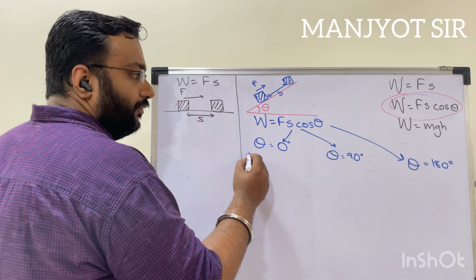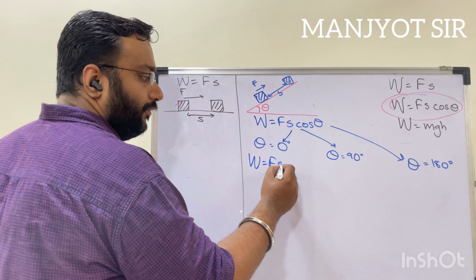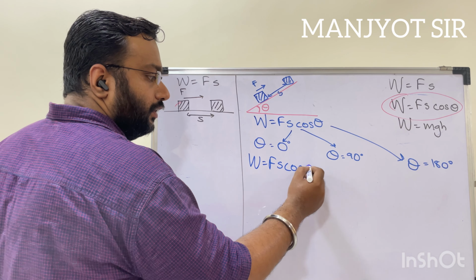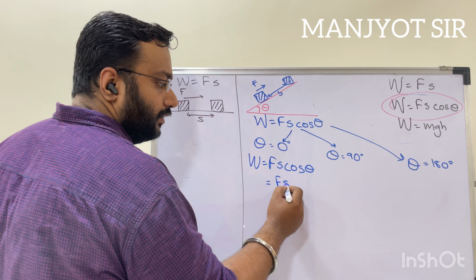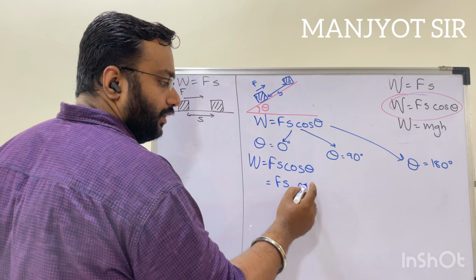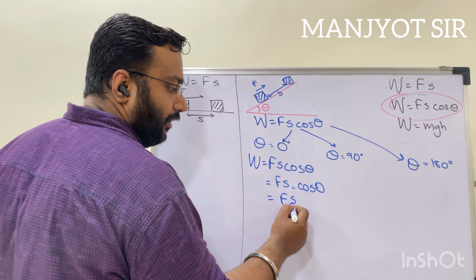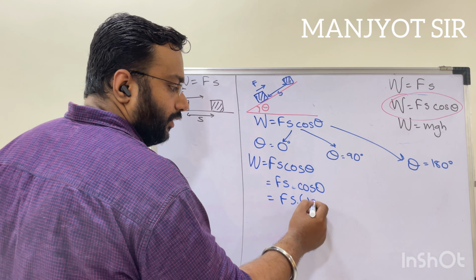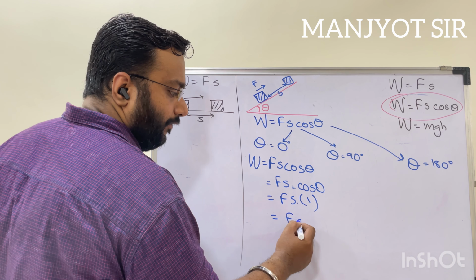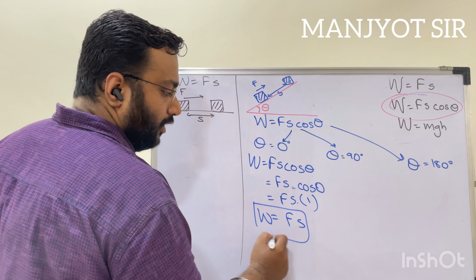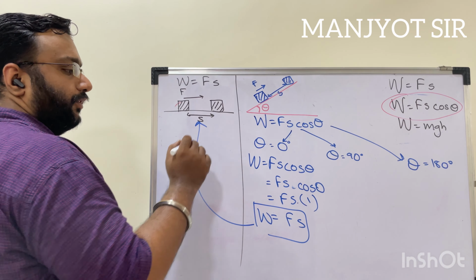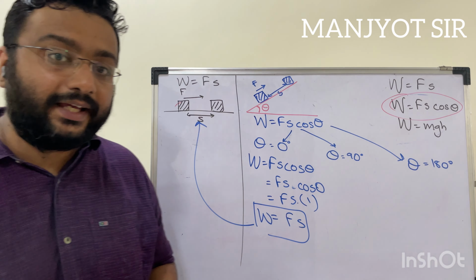let's solve this. See, if you observe here, W is equal to Fs cos theta, and the value for theta is 0. So I substitute over here cos 0, and we all know cos 0 is 1. So it will be Fs into 1. So Fs into 1 will be Fs. So W is equal to Fs. So you can observe that this is the first formula that is derived from the second formula.